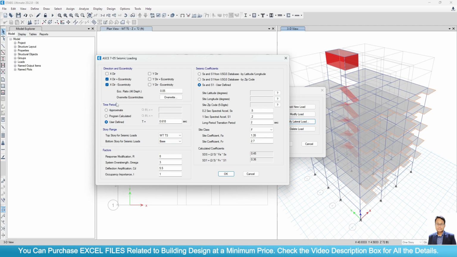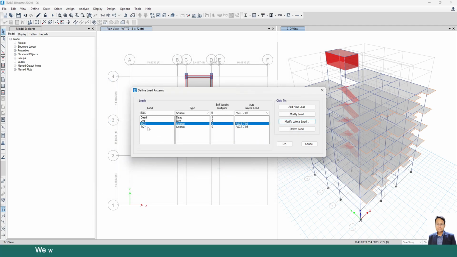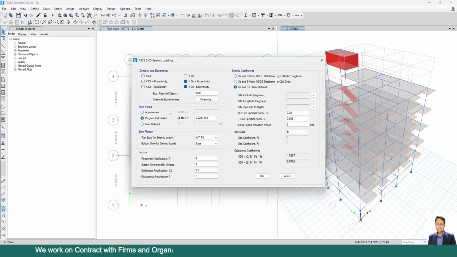So what we have done, we have inputted the value of time period, story range, factors, SS, S1, long period transition period, site class, FA, FB. Now click on OK. Now go to EQY, go to modify lateral load.